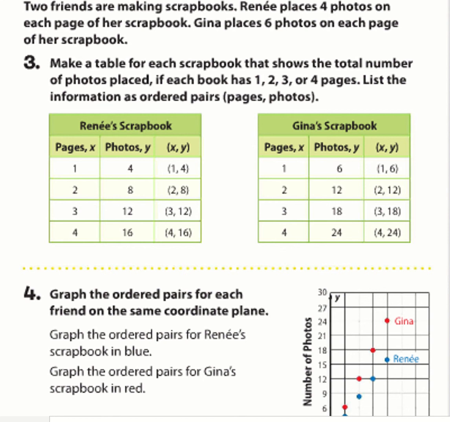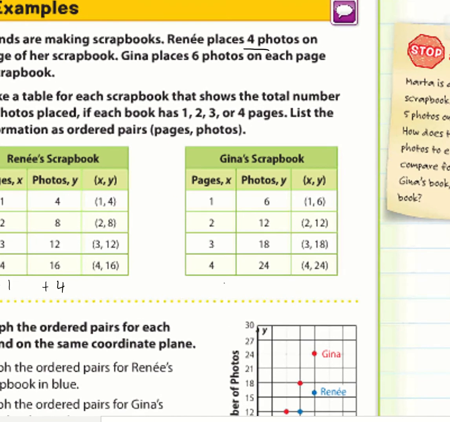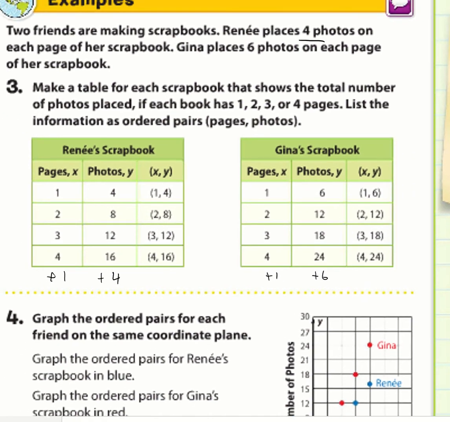So in Renee's scrapbook, it says Renee places 4 photos. That's why on one page, we have 4 photos. If we continue the ratio, 2 pages is 8 photos, 3 pages is 12, and 4 is 16. So this is an increase by 1, and this is an increase by 4. Same with Gina's. This is an increase by 1, 6, 12, 18, 24, and this is an increase by 6 for each page. And then they just created tables showing how they are different.